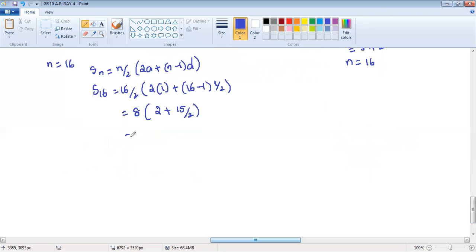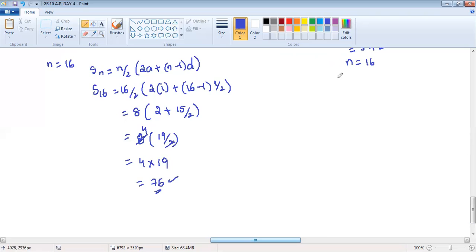Are you clear? Now 8 into (2 plus 15 by 2). Do the LCM: 2 plus 15 by 2 is 19 by 2. Then 2 ones are 2, 2 fours are 8, so 4 into 19, which is 76, is the answer for this.